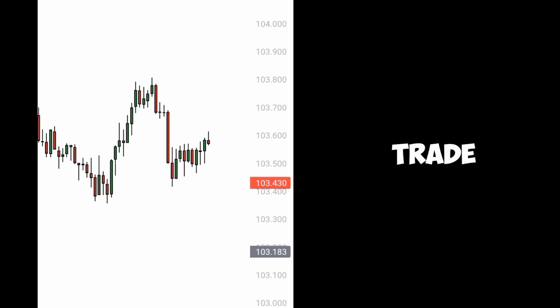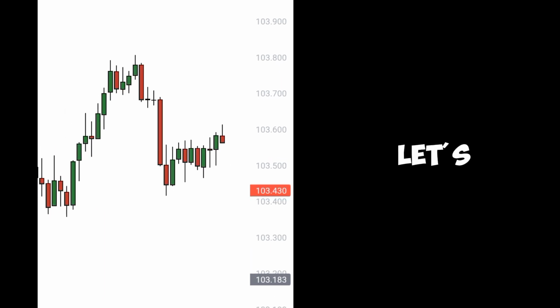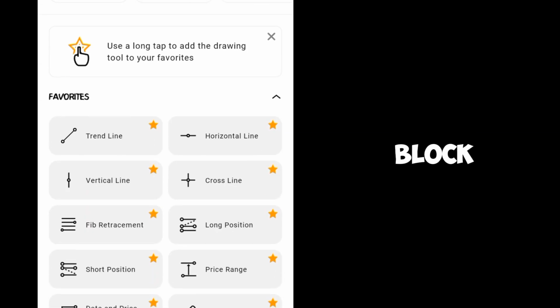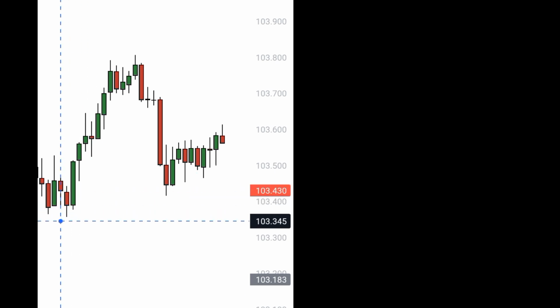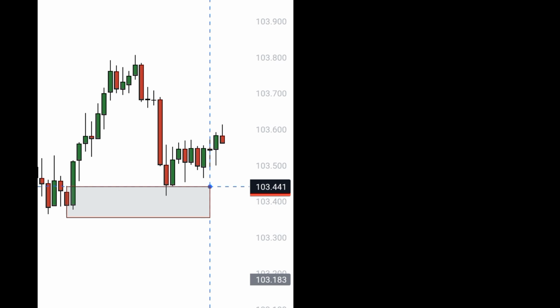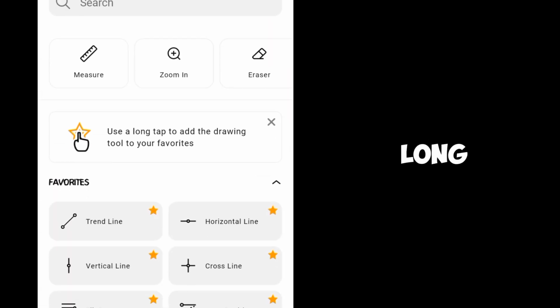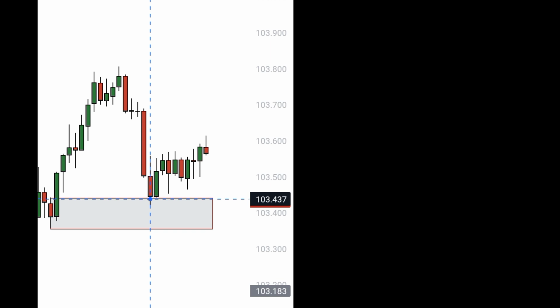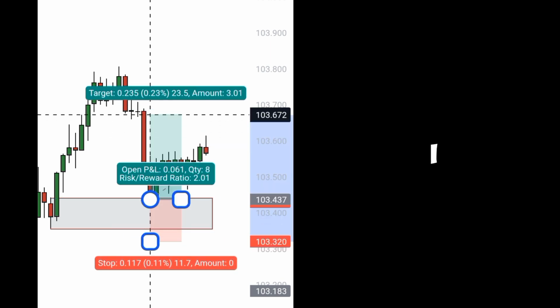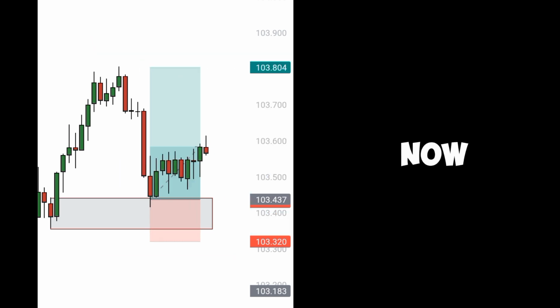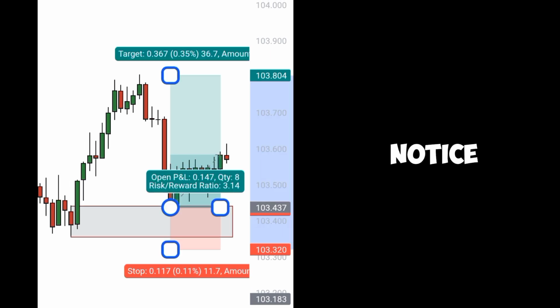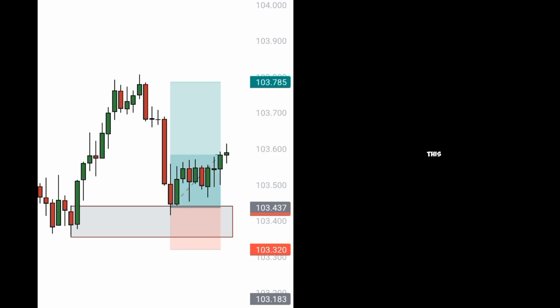So I want to take a trade, or I have taken a trade rather. Let's imagine we've taken a trade at this order block, which is right here. So I took a trade at the order block right there, and here's my long position. My stop loss is right there, and then I want to target the high. Now if you tap this, you would notice something. Look at the risk reward ratio right there: it is 3.14, which is the high of this market.